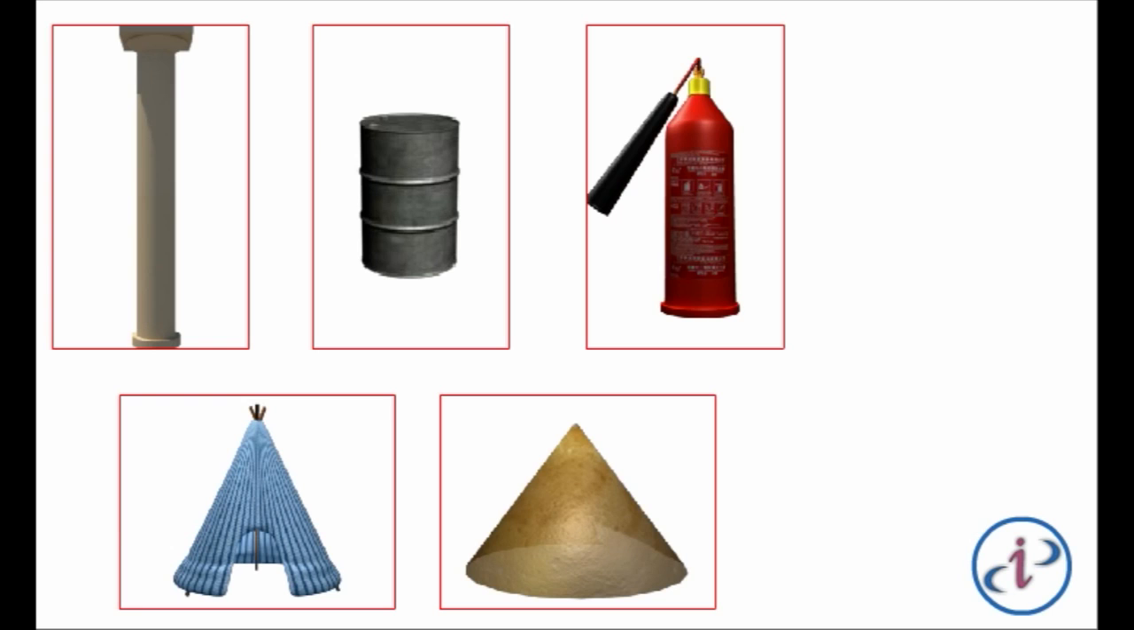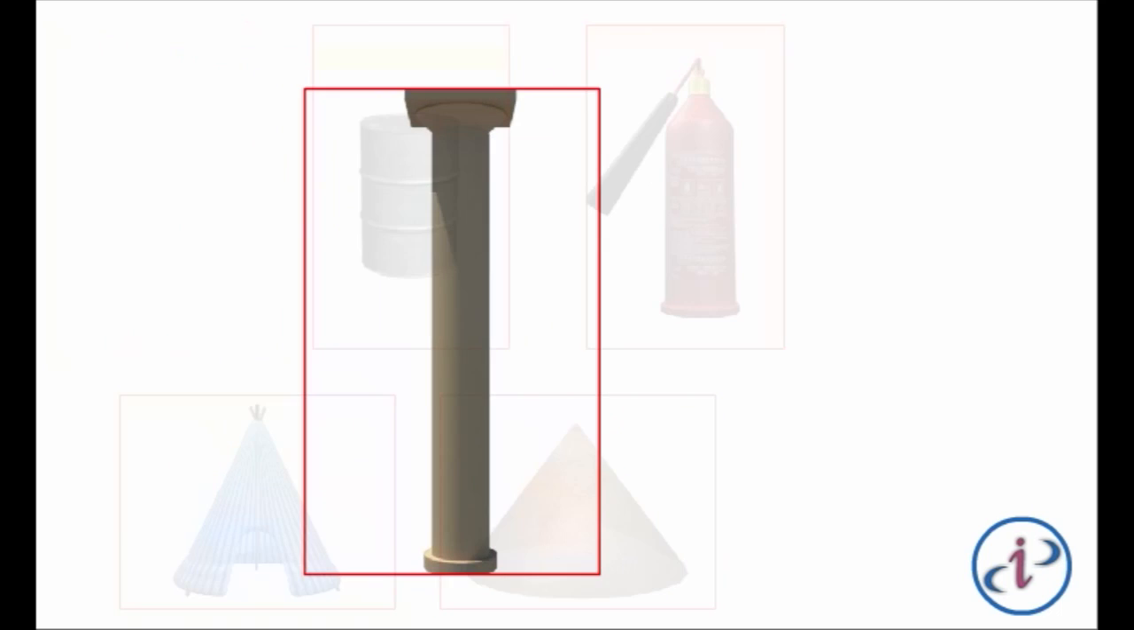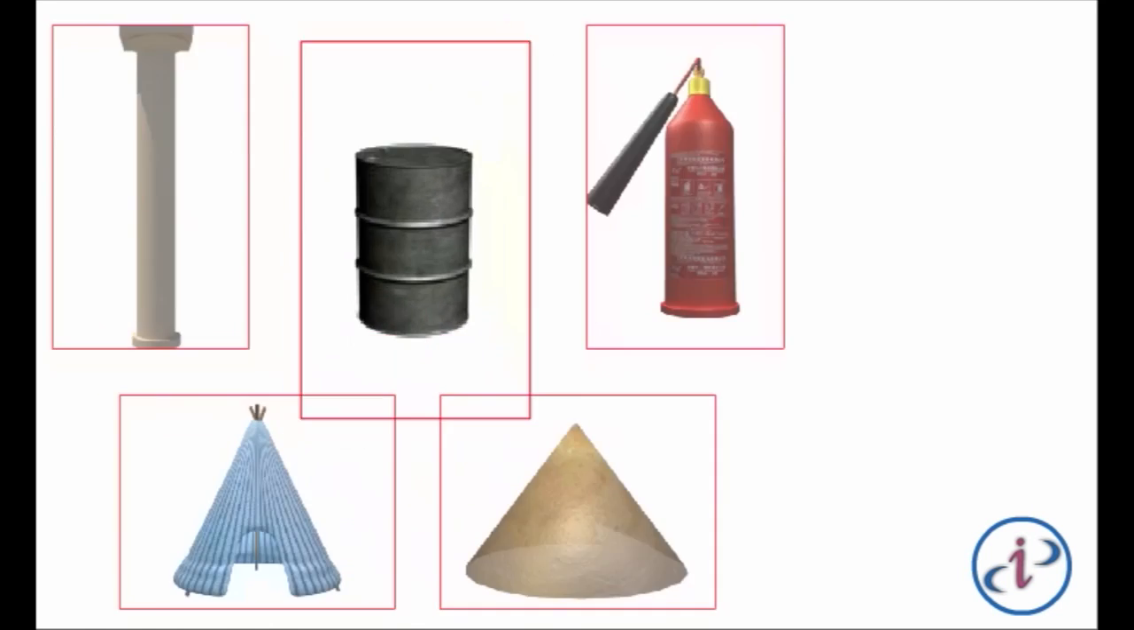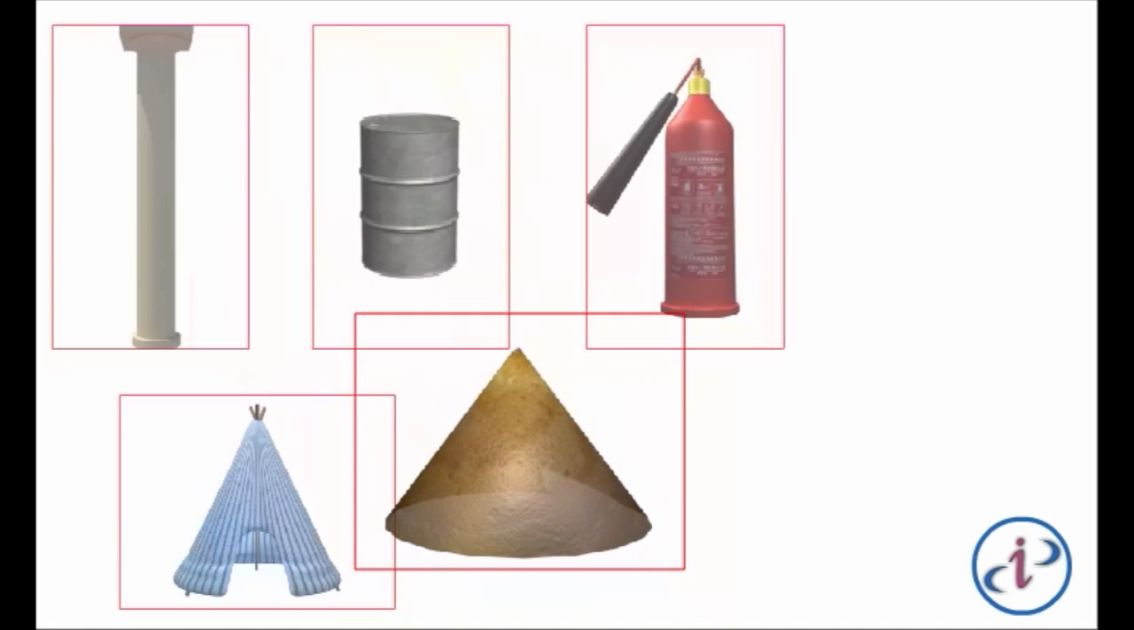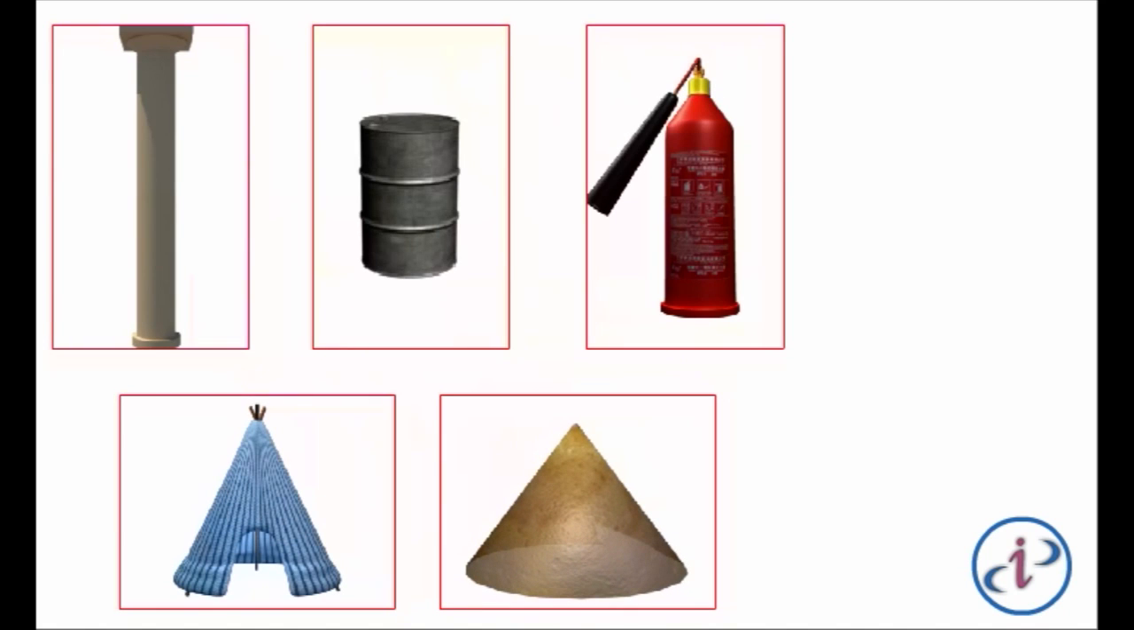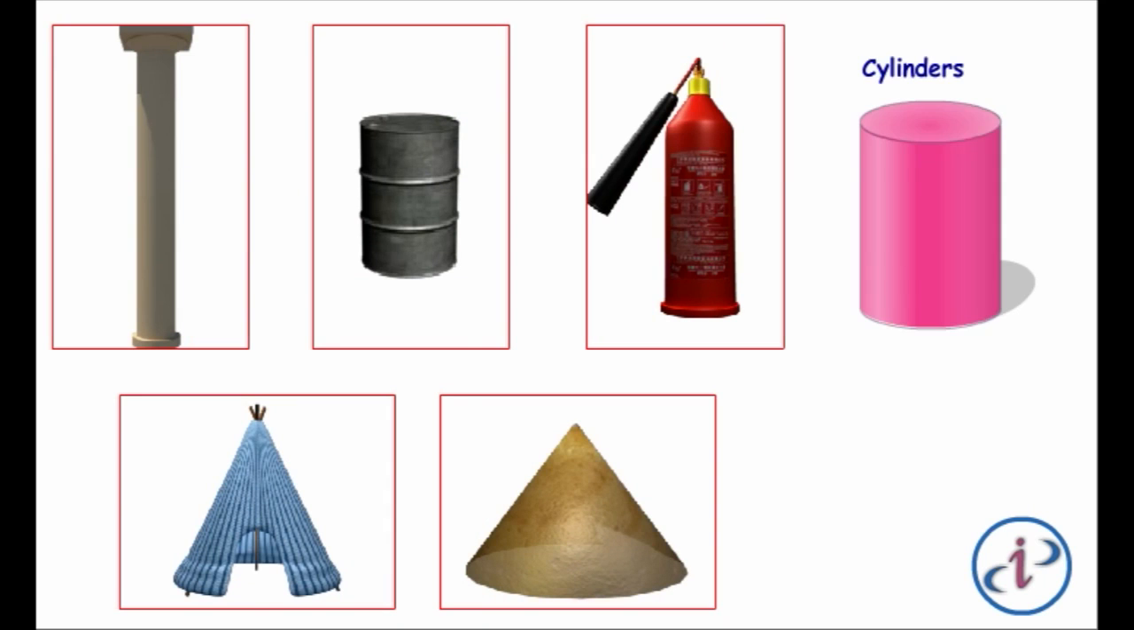Hello students, look at these pictures. Pillars, drum, tent, fire extinguisher, dosa. What shape are they? Yes, pillar, drum and fire extinguisher are of cylindrical shape. Tent and dosa are of conical shape.